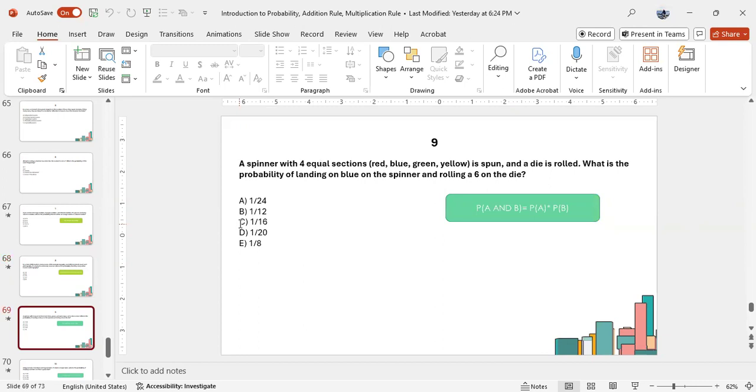Moving forward to the next MCQ, a spinner with 4 equal sections, red, blue, green, and yellow is spun and a die is rolled. What is the probability of landing on blue on the spinner and rolling a 6 on a die? A 1 by 24, B 1 by 12, C 1 by 16, D 1 by 20, or E 1 by 8. This is the formula.